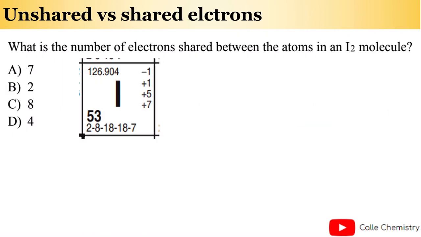What is the number of electrons shared between the atoms in an I2 molecule? Okay, we need to draw the Lewis dot diagram of I2. The way to do this, a little bit of review. Go to the periodic table, look at the valence electrons. Lewis dot diagrams only involve the valence electrons. So, I have 2 iodines. Each one has 7 electrons. So I'm going to put 7 dots around it.